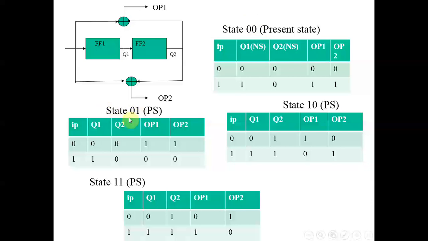Now let's talk about state 0 1. So when Q1 is 0 and Q2 is 1, and 0 is applied, the upper output is 1, and the lower output will also be 1. So this is 1 1. But right now this is 0 1, you are applying 0. So this 0 will go here in the next clock, this 0 will go here in the next clock. So your next state will be 0 0.